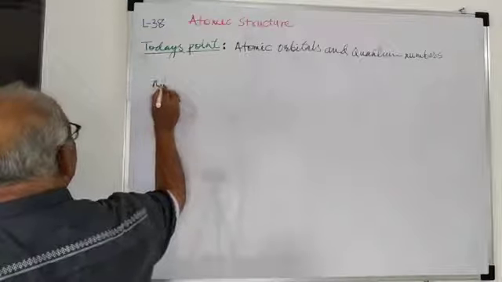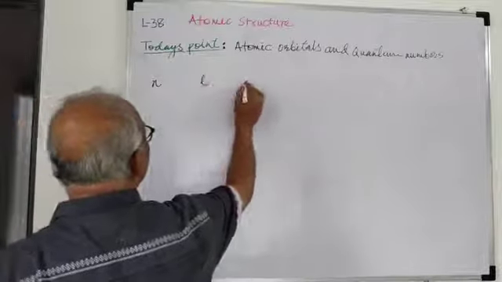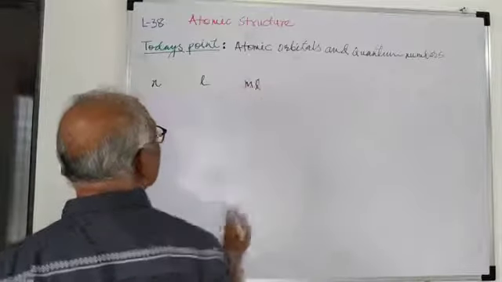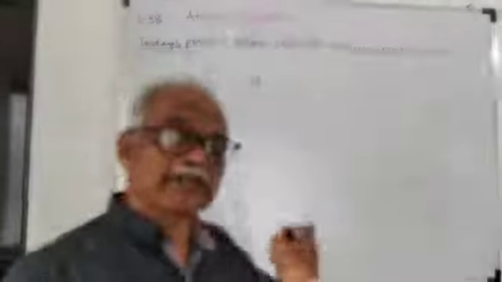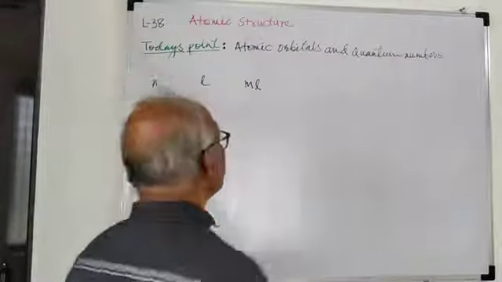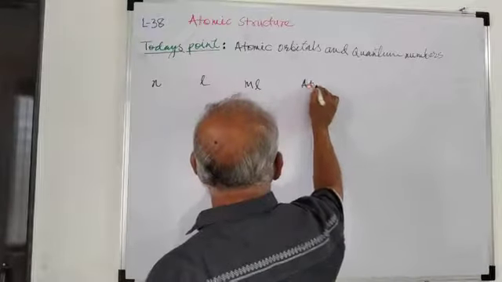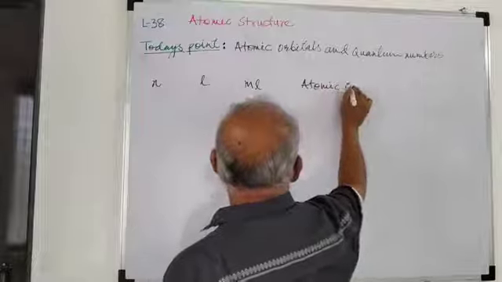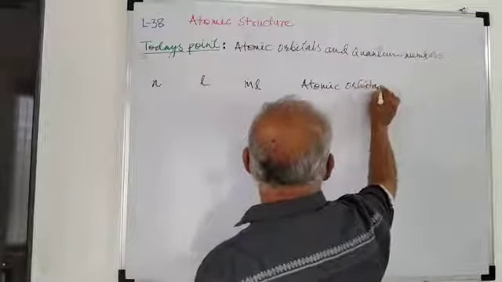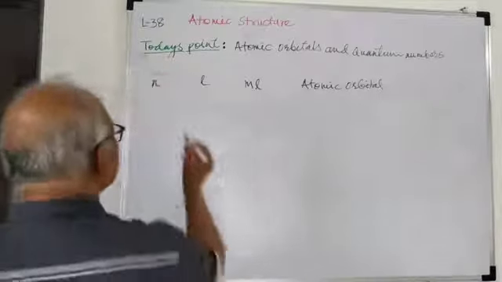We have seen the quantum numbers n, l, and ml. Here we don't need the fourth quantum number, that is ms. Then we will see which atomic orbital is explained by these three quantum numbers.